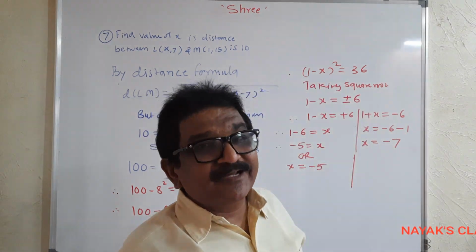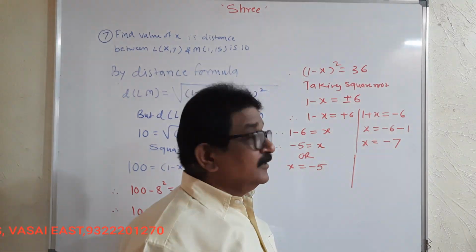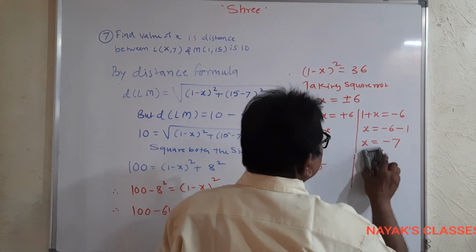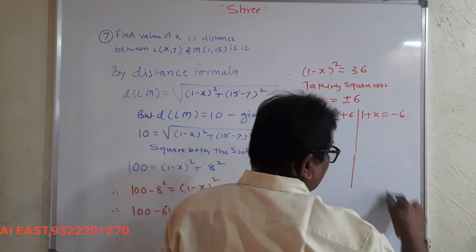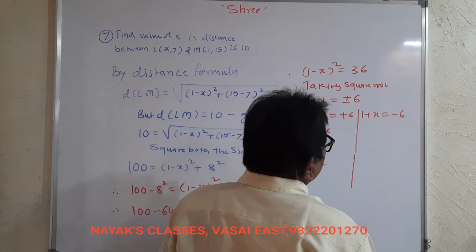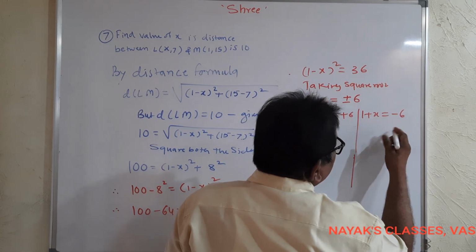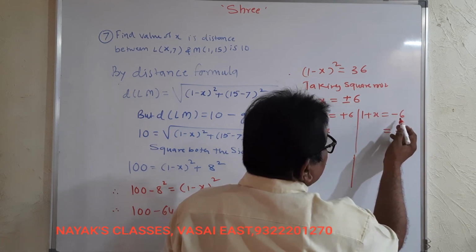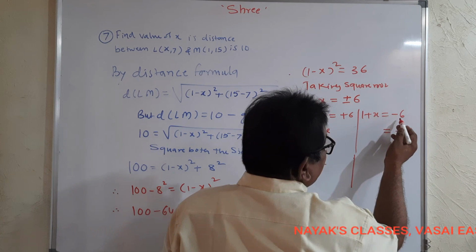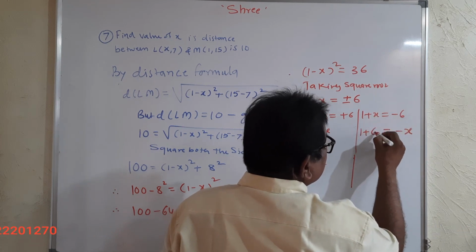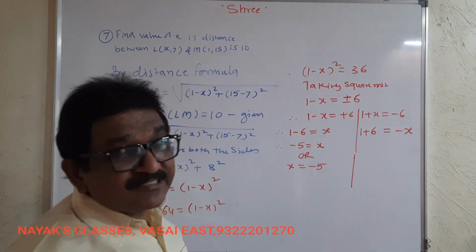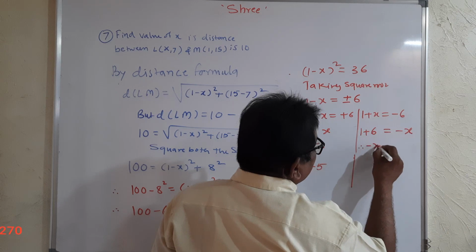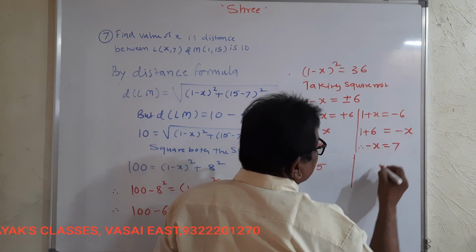Yes, there is a mistake I have purposely made in sign changing. If you change the sign, it should be like this. When this x goes to that side, it will become minus x. And when this minus 6 comes this side, it will become plus 6. Now it is correct. Right?